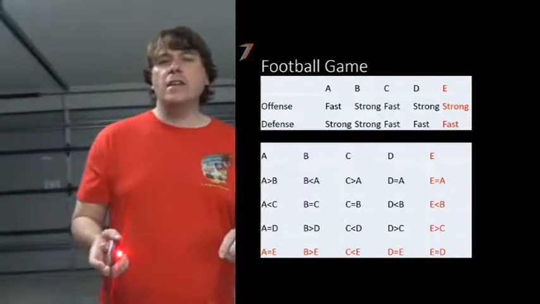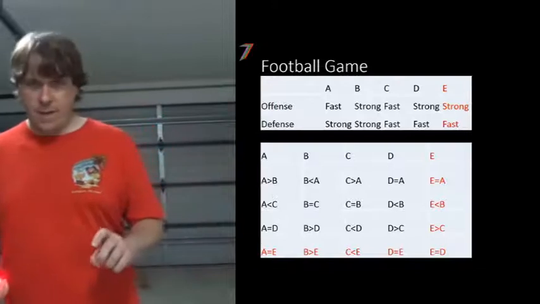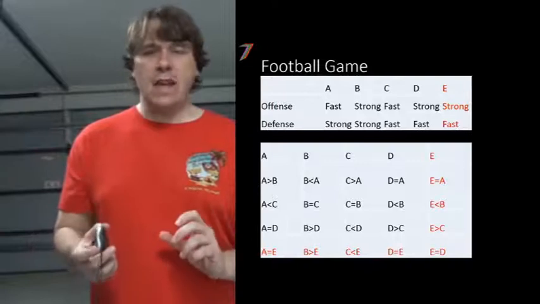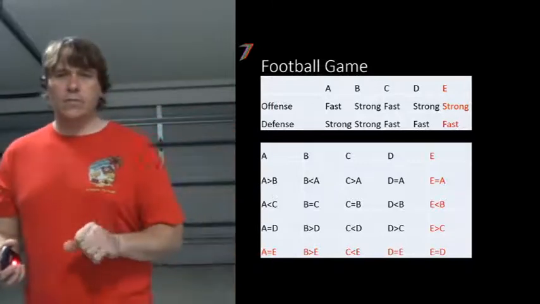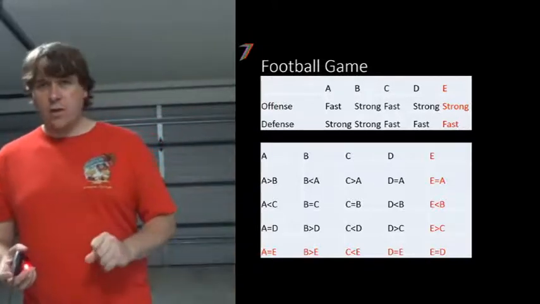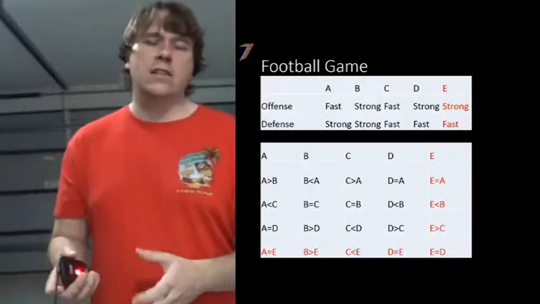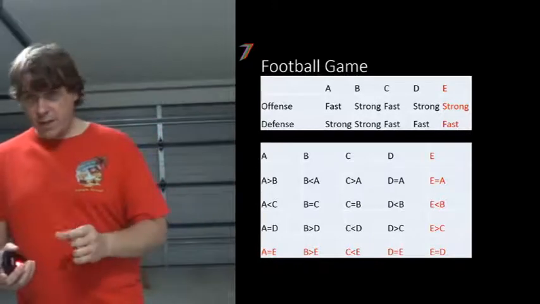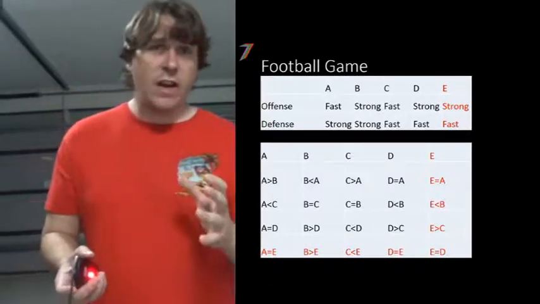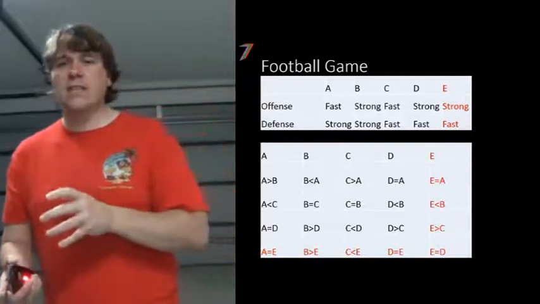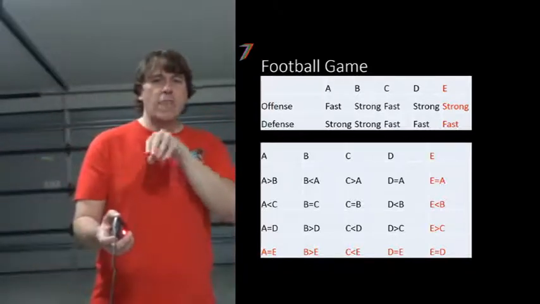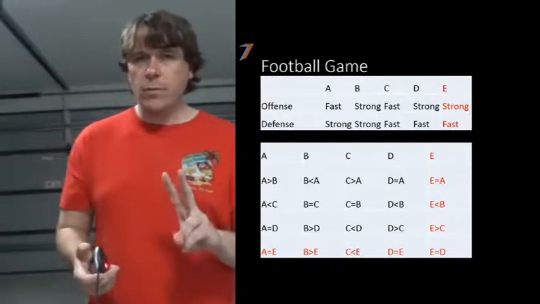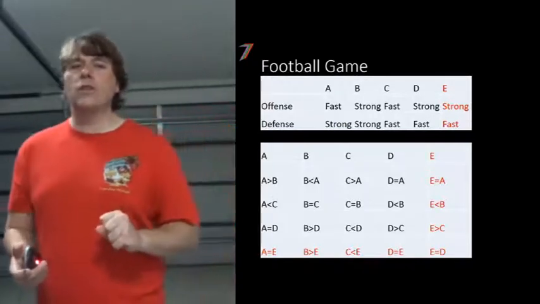What I've got here is I've included a fifth team, Team E, and Team E is identical to Team D. Because they're identical, it will end up as a draw. Team E's strong offense can get past Team D's fast defense, and likewise Team D's strong offense can get past E's fast defense. So because they're the same, you have a draw. So what happens to D and E? You now have two draws for both of them, and one win and one loss.